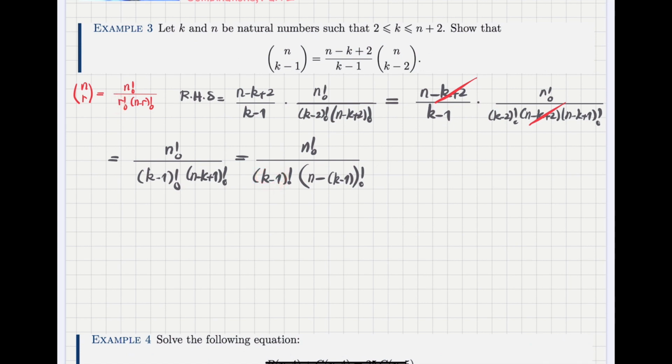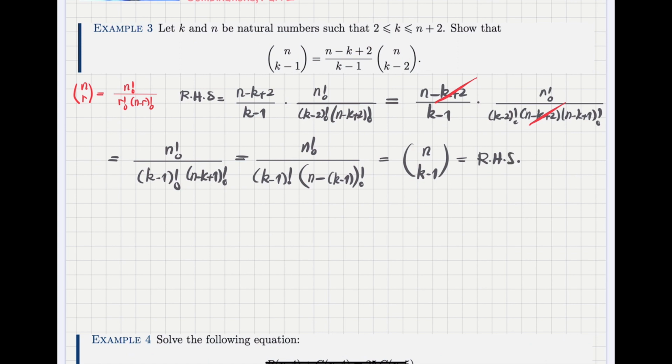You see, instead of r factorial, you have k minus 1 factorial, but also instead of n minus r, you again have n minus k minus 1. So it is clear that this is playing the role of your r. And now if you see, that's exactly the same formula. The only difference is that r has been replaced with k minus 1. So this becomes n choose k minus 1, and that is the right hand side.